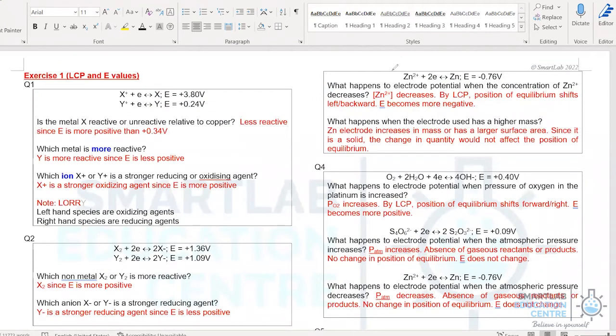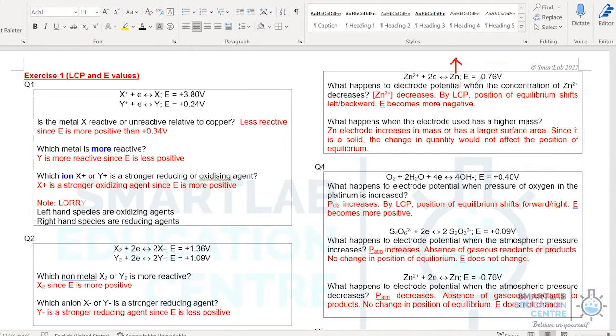Let's take a look at another equation. In this case, we're increasing the concentration of Zn2+. If we increase the concentration of Zn2+, the position of equilibrium will shift forward. Since it shifts forward, the standard electrode potential value will now be more positive or less negative. So in this case, the value will be less negative.